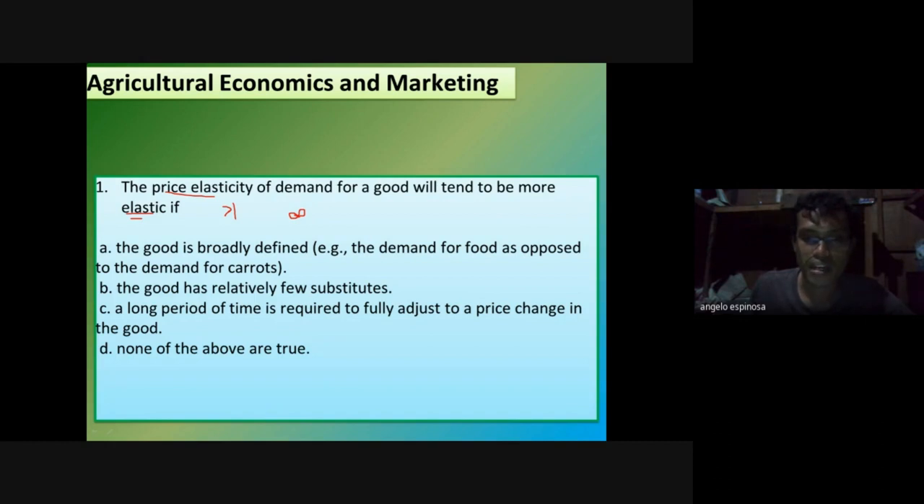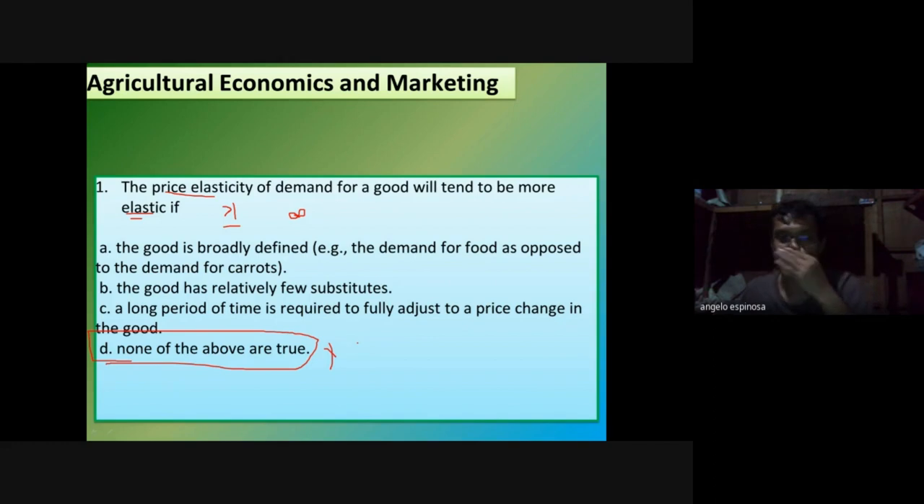So what do you think is the correct answer? The correct answer here is letter D. None of the above are true. Wala naman sa mga choices ang tama. Kasi ang stated sa question is, price elasticity of demand for a good will tend to be more elastic, so that is being greater than one. Wala namang sinabi dyan.